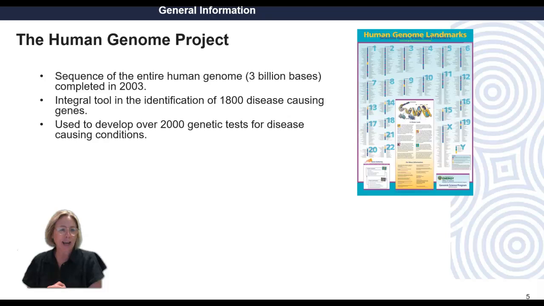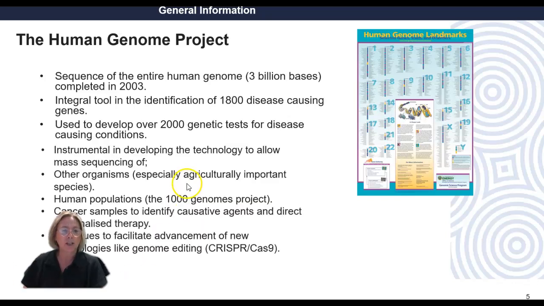So before we get into the actual assessable content, just some more general information about the Human Genome Project. Now, this was completed way back in 2003. And the sequence of the entire human genome involved sequencing 3 billion nucleotide bases. So adenine, thymine, guanine, and cytosine. It has been an integral tool in the identification of 1,800 disease-causing genes. And it has been used to develop over 2,000 genetic tests for disease-causing conditions.